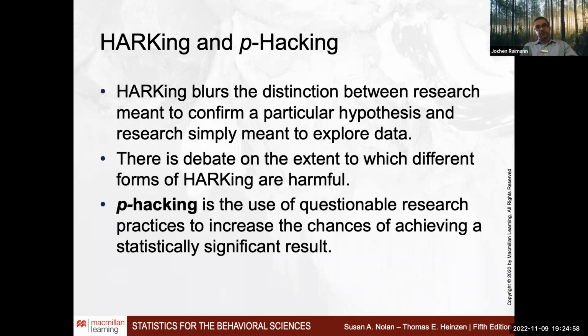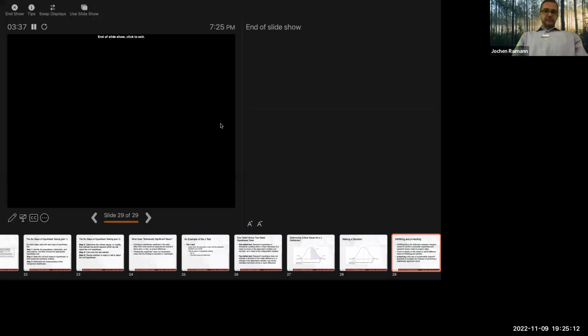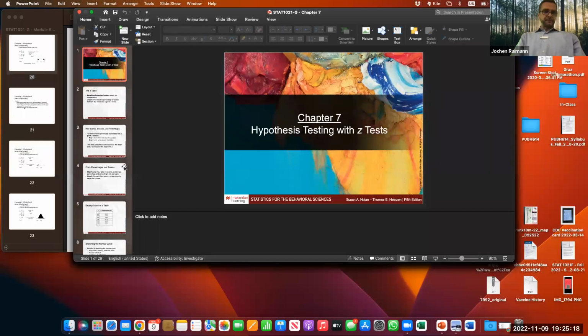P-hacking, same problems, quite questionable, because basically then you just start to look at things like you chop your data down and you find subsets that show a significant difference. You shouldn't do that. Ethically and methodologically questionable.